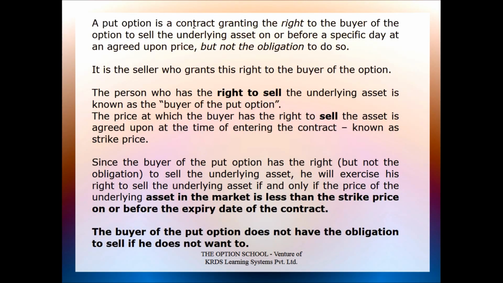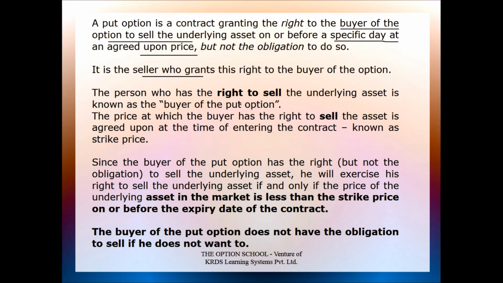A put option is a contract granting the right to the buyer of the option. In our case, the buyer of the option was Mr. A. Buyer of the option was builder. It gives right to buyer of the option to sell the underlying asset. He has purchased a right to sell the underlying asset. Underlying asset in this case was the house, on or before a specific day. Specific day in this case was 30th of March, at an agreed upon price which was 50 lakhs, but not the obligation to do so. It is the seller who grants this right to the buyer of the option.